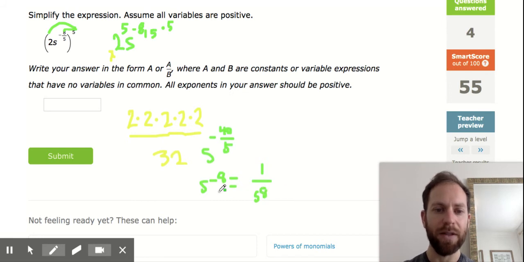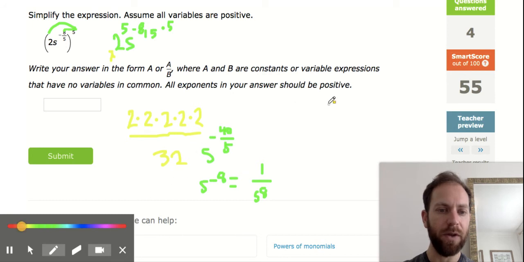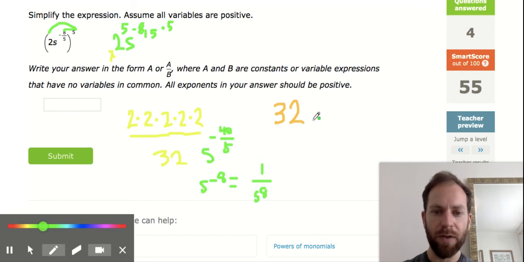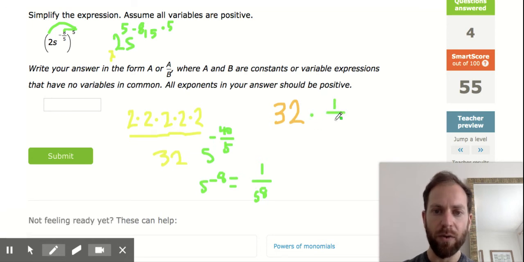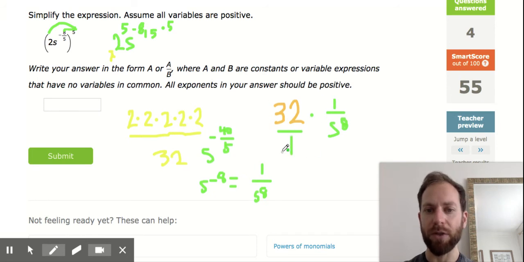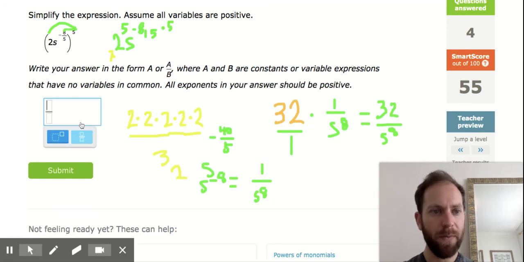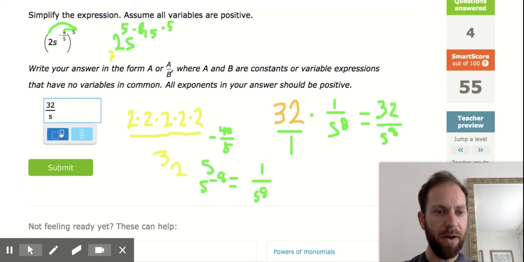So since we have this times 32, let's go ahead and write it out. And I'll try and show you clearly. We have this times 1 over s to the 8th power. Notice we're multiplying a whole number by a fraction. This is like it's divided by 1, because that's the same as 32. Just multiply straight across. So on top you'll have 32, and on bottom you'll have s to the 8th power. Okay? I think it should want it like this as a fraction. 32 over s to the 8th power.